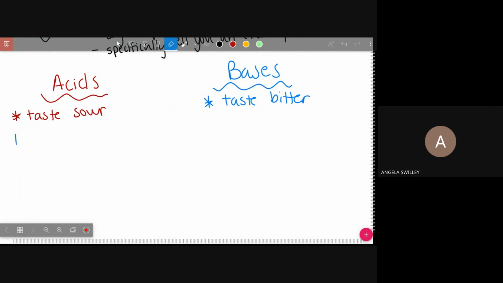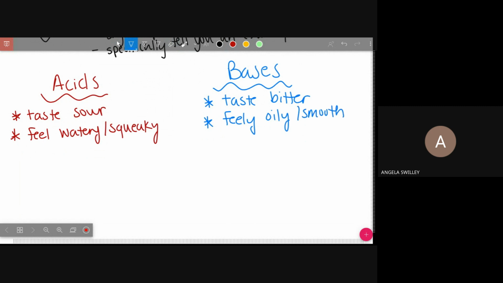Acids feel watery or squeaky. Like, for instance, when you put them in between your fingers, it's thin like water and it kind of is a little squeaky. Bases feel oily, like smooth. Again, we do not touch acids and bases in the lab unless instructed to do so, because chemical acids and bases can be very harmful.